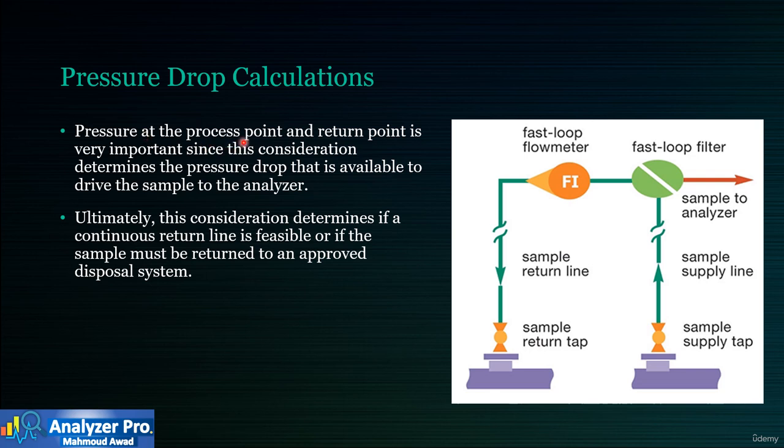Pressure at the process point and return point is very important since this consideration determines the pressure drop that is available to drive the sample to the analyzer. Ultimately, this consideration determines if a continuous return line is feasible or if the sample must be returned to an approved disposal system.